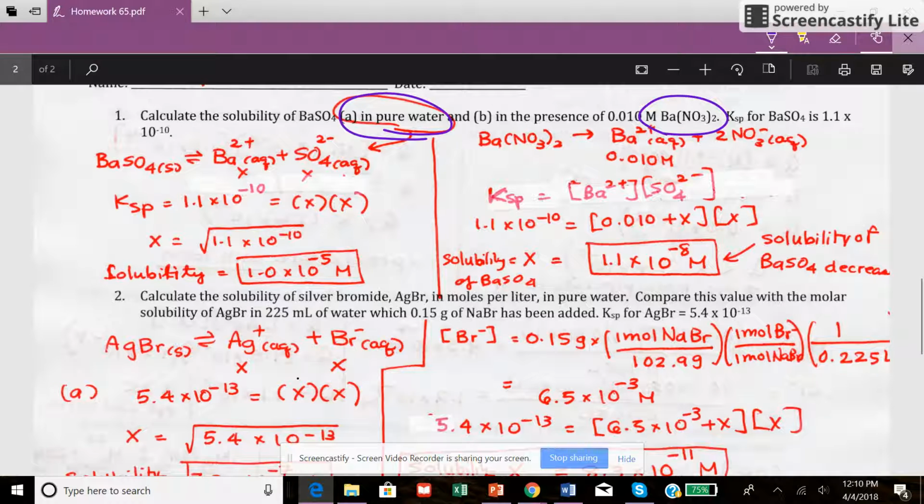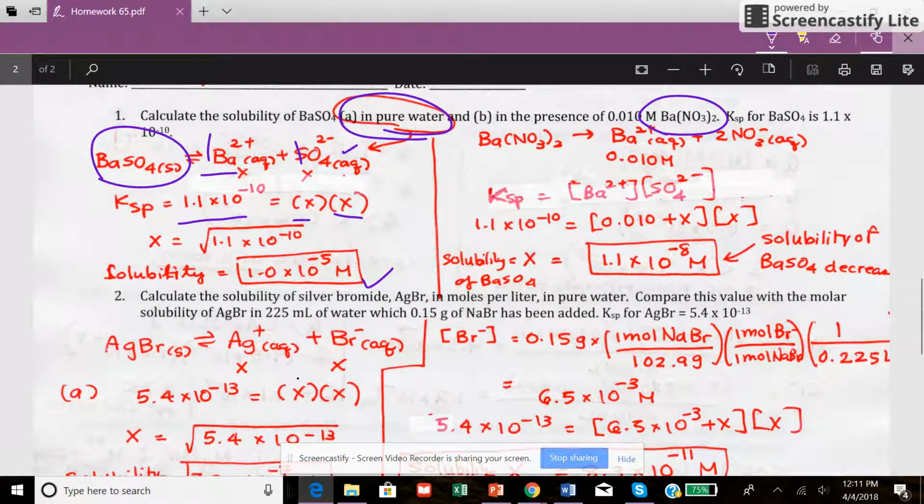If barium sulfate dissolves in pure water, it will ionize to produce the barium cation and the sulfate anion. Let's say it dissolves X and X because the mole ratio is 1 to 1. The Ksp is given as 1.1 times 10 to the negative 10, which equals the concentration of barium multiplied by the concentration of sulfate. To find the solubility of barium sulfate, you just take the square root of the Ksp, and the solubility in pure water is 1 times 10 to the negative 5.